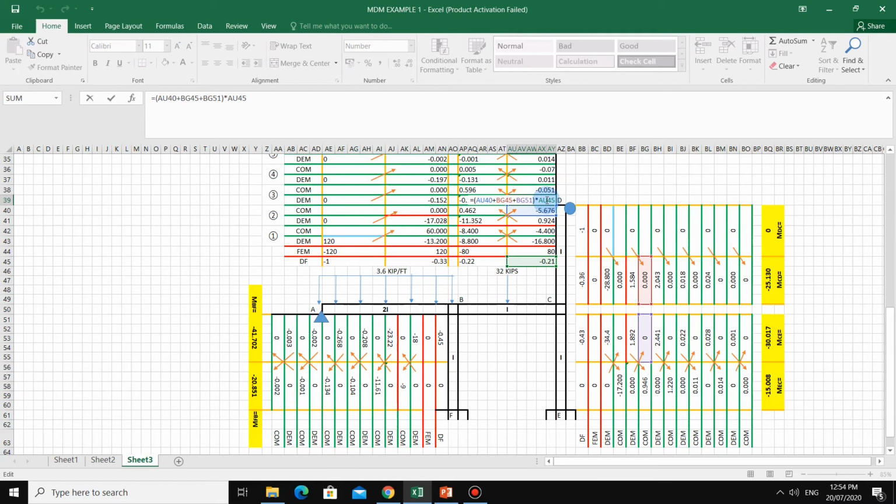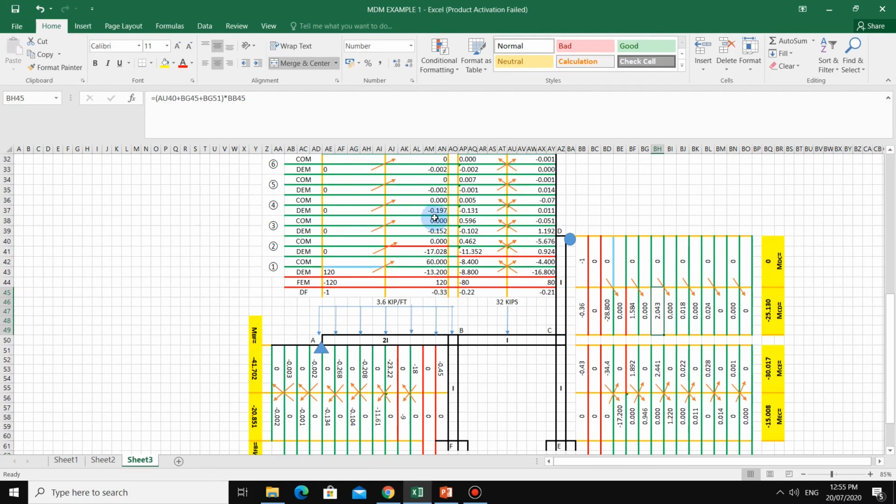So joint C, same again: the CUM of the second cycle of all the members connected there times the distribution factor. Same again here, and also here. Okay. Then 0, 0 again for BF.